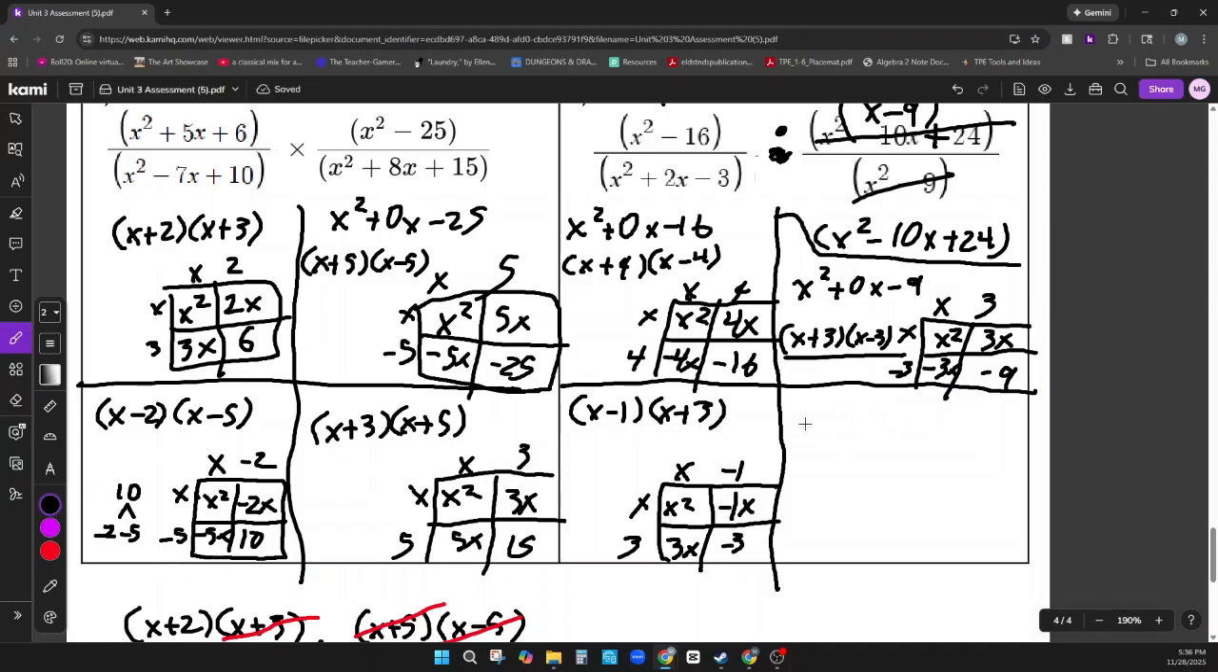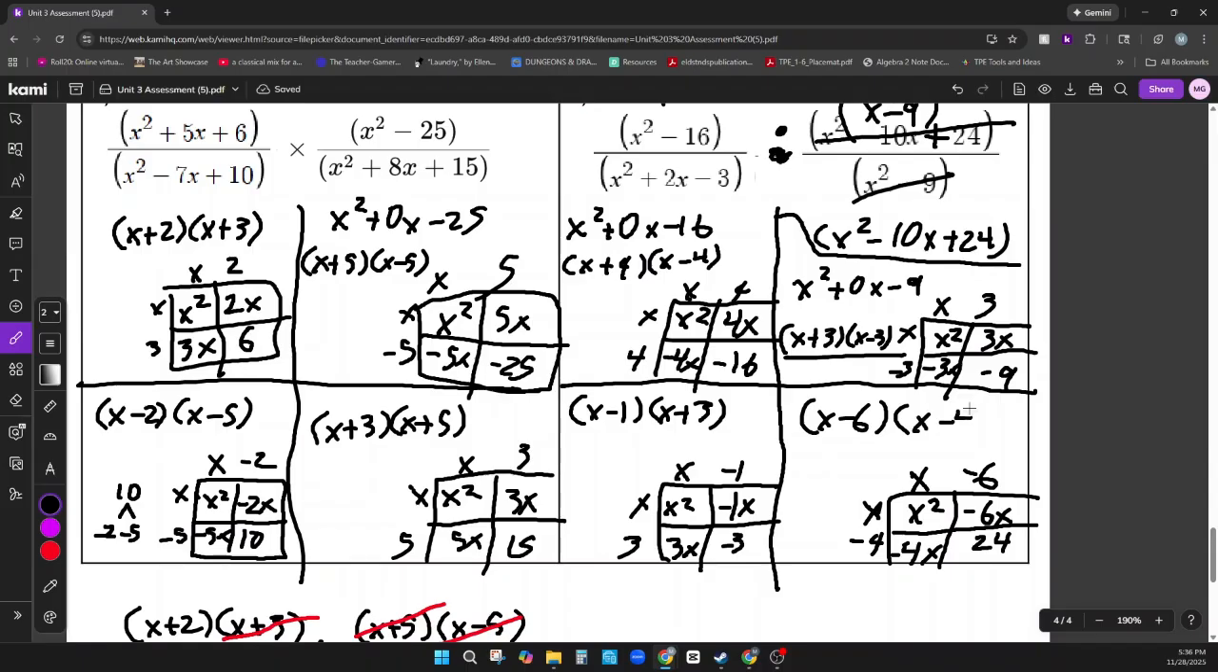And finally, our last expression we need to factor, that is going to give me x and 24. Now I want a negative 10, and the combination that will give me that is going to be negative 6x and negative 4x. Negative times negative gives me positive, so there's no issue there. Of course, this should be an x squared. This gives me x minus 6, x minus 4.